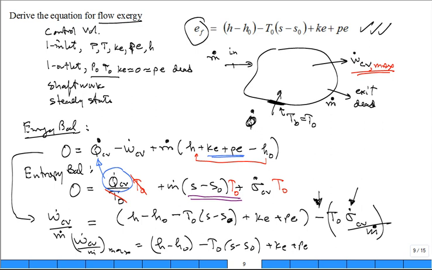Okay. Any questions? Yes, sir. Okay. Because I probably need to do this in a couple of steps. Take that equation and write it like this. Q dot CV is equal to minus m dot T naught (s minus s naught), minus T naught sigma dot CV. All right? Thank you. That's right. When sigma dot equals 0, then W dot CV is maximum.